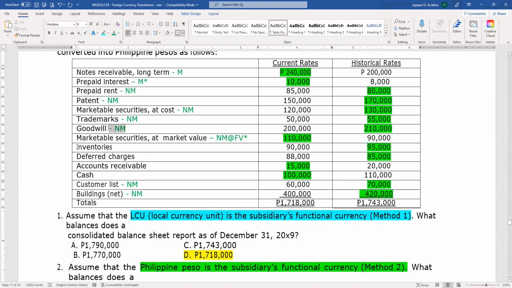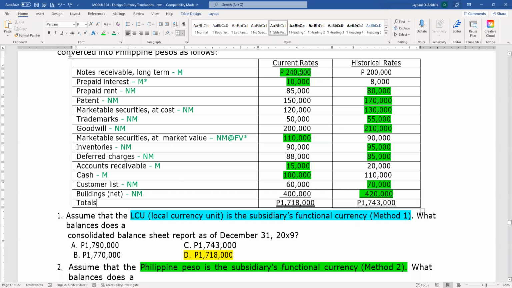Ito muna, inventories. Inventories are generally non-monetary, except if they are measured at fair value. Deferred charges, non-monetary. Okay, accounts receivable, definitely monetary. And usually mga receivables natin, whether short-term or long-term, they are monetary. Okay, ayan. So we're done classifying kung monetary ba siya or hindi.